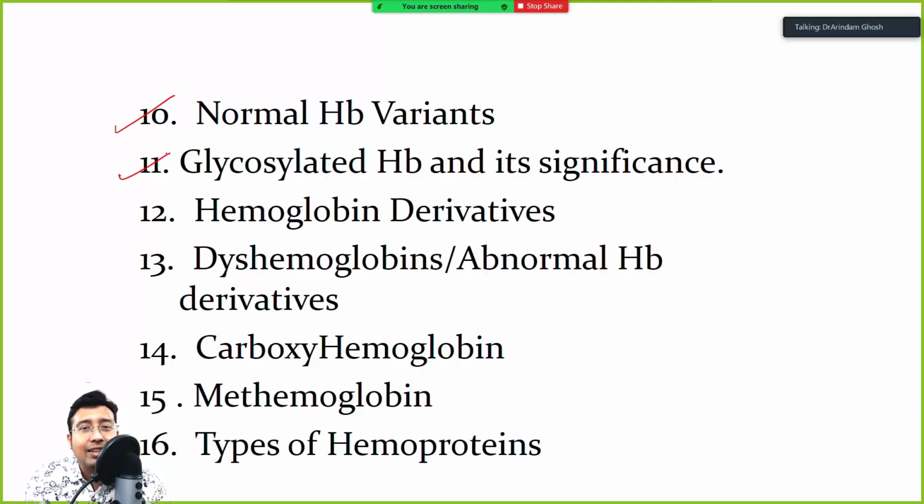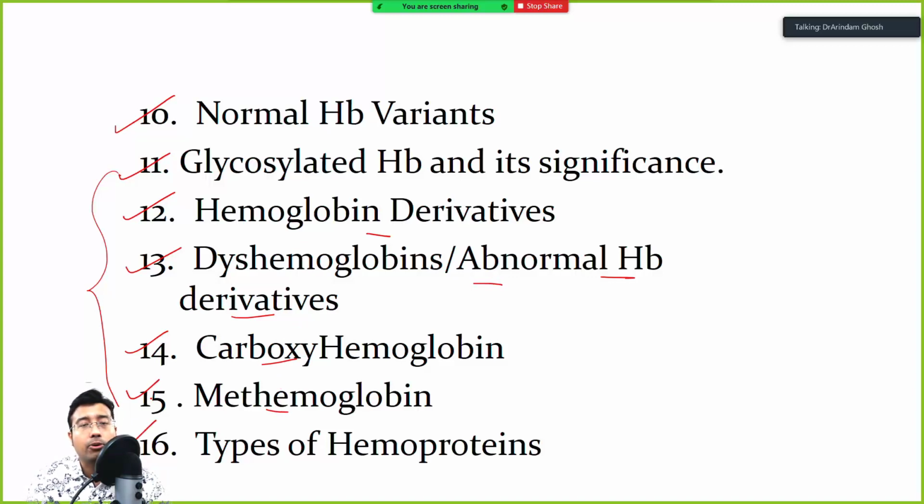Glycosylated hemoglobin and its significance, HbA1c, what is the importance, how it plays a role in diabetes. Hemoglobin derivatives, normal and abnormal. Dyshemoglobins, abnormal hemoglobin derivatives. Carboxyhemoglobin, methemoglobin, basically these are the same thing, various questions that came in previous years. When we are discussing hemoglobin derivatives, we can discuss abnormal hemoglobin. When we are discussing abnormal, we are going to discuss carboxyhemoglobin and methemoglobin anyway.